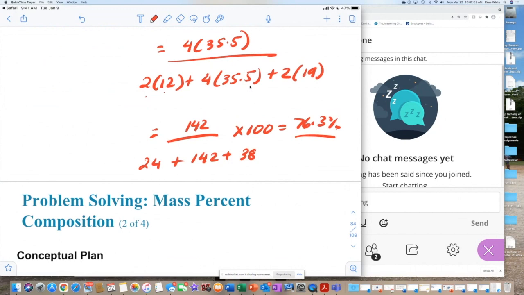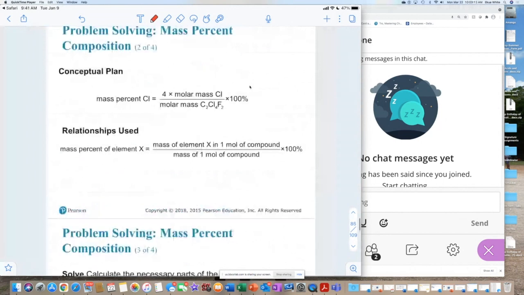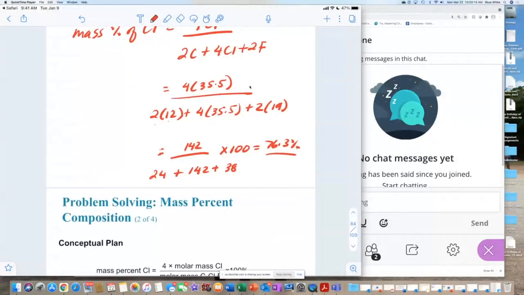Let me make sure 2 times 19 is 38, and then 2 times 12 is 24. Let's see, 142 divided by 166. I'm trying to figure out why my number is so different from theirs. Okay. I mean, I rounded slightly differently from them, but yeah, this is the answer they got. So they got the bottom number to be that, and then the top number to be that. I think I added the bottom number slightly differently. Let's see, hold on a second.